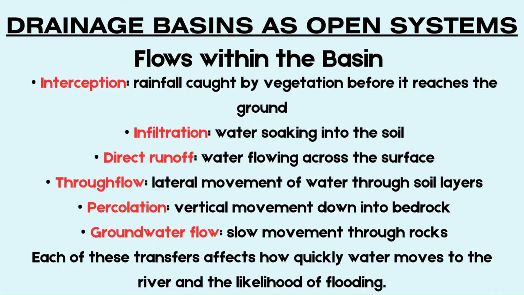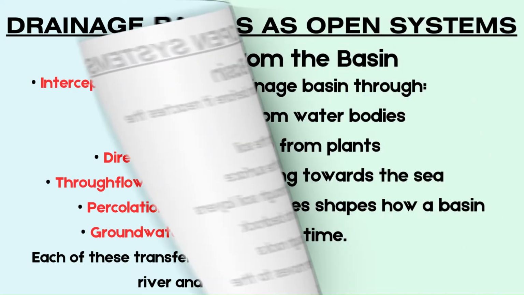Direct runoff: when rainfall exceeds the soil's capacity to absorb it, water flows over the surface and into streams or rivers. Throughflow: water moving sideways through the soil, towards rivers. Percolation: water moving deeper into the soil or rock layers, eventually becoming groundwater. Groundwater flow: water moving horizontally beneath the surface, feeding into rivers or lakes.